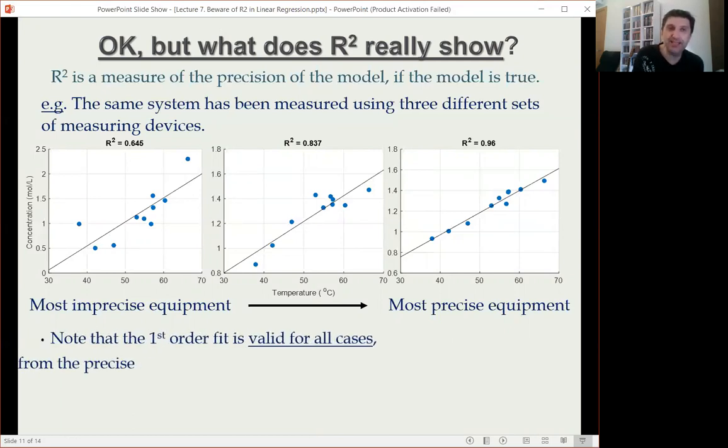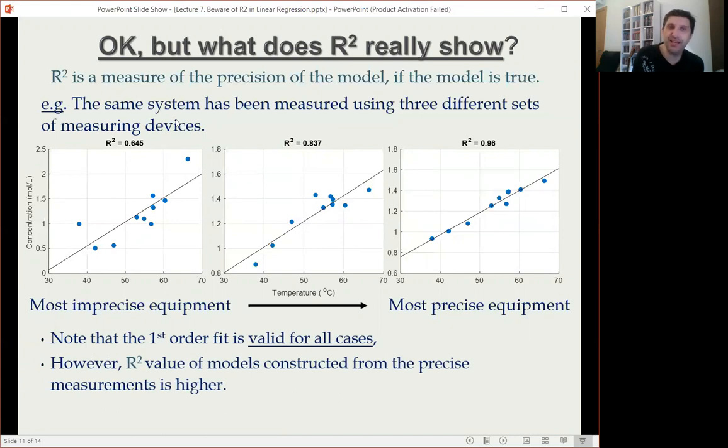The difference is that the inexperienced case, the imprecise measurement case, corresponds to data scattered around the well-fit line, whereas the experienced, precise measurements correspond to a small amount of scatter around the fit. So R-square is basically related to this amount of scatter if the model is true. So you should understand this idea.